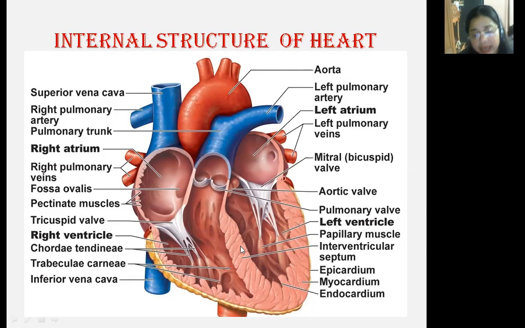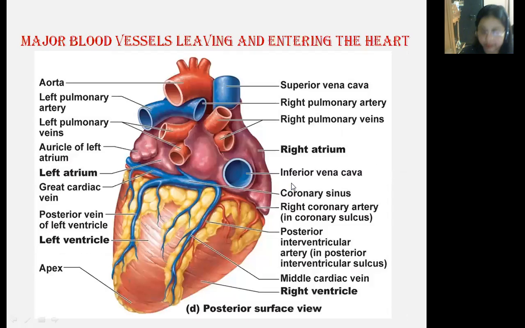Also, we can see that there is a septum in between the upper chambers, that is the atria, and this septum is called the interatrial septum or interauricular septum. Now, this is the overall internal structure of the heart.